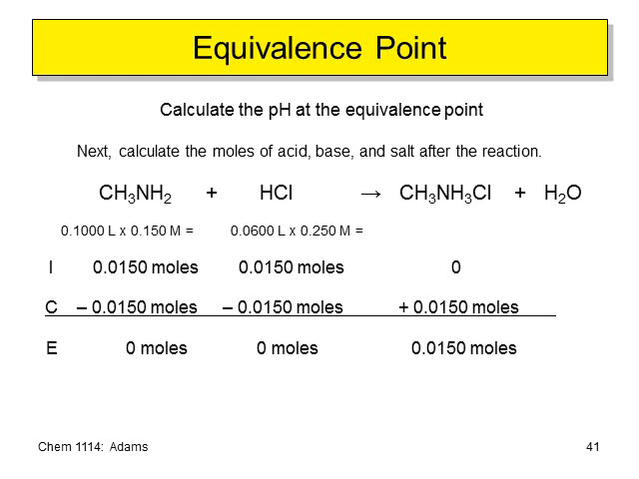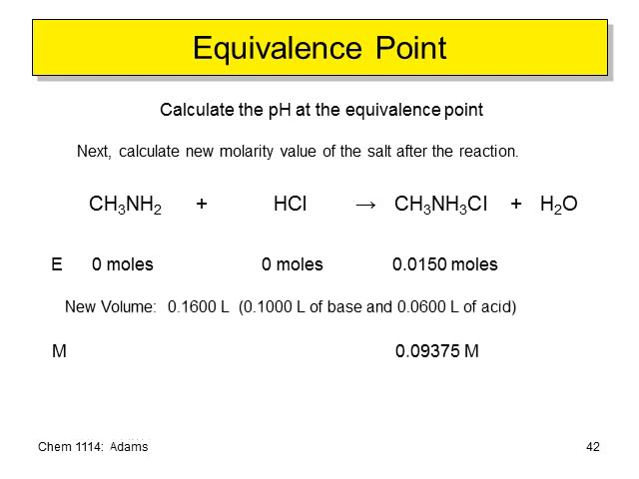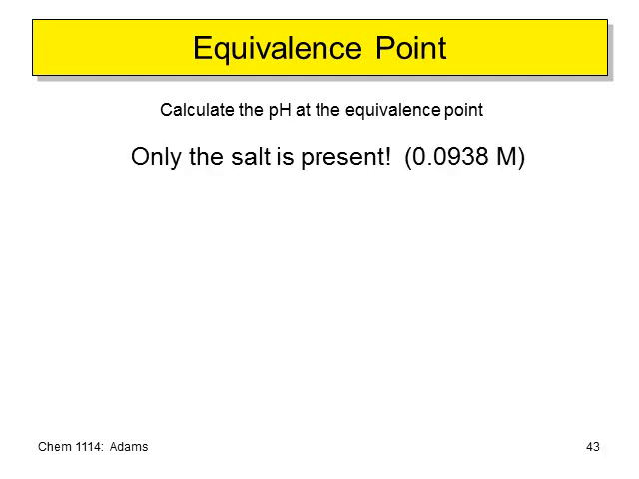We finished step 1 of the procedure. Step 2 of the procedure, we're going to repeat this part of this slide. Let's calculate new molarity values. Our total volume is 100 milliliters of the base and 60 of the acid. So moles divided by volume is molarity. That's step 2 of the procedure.